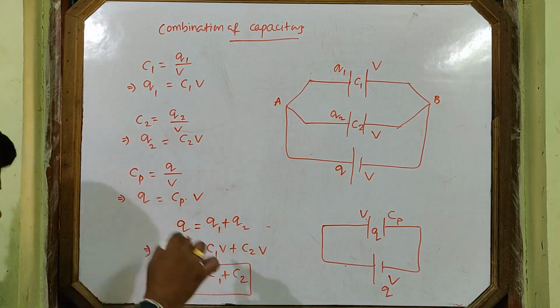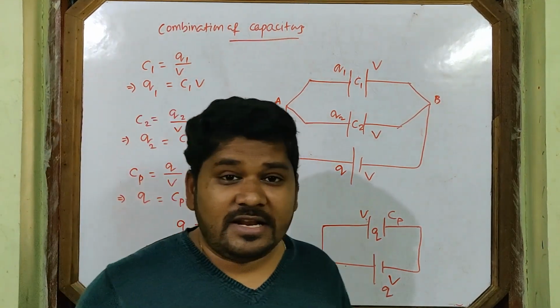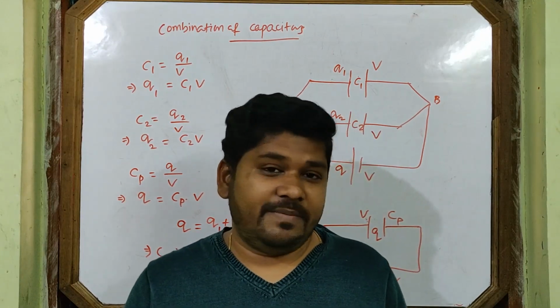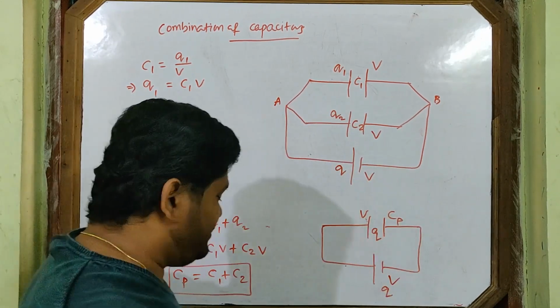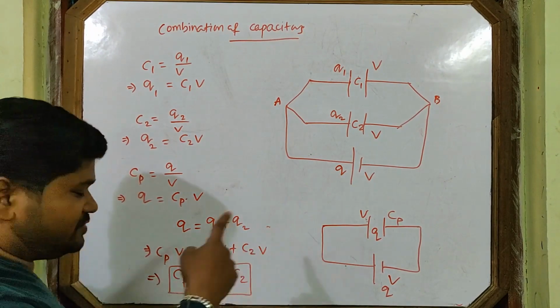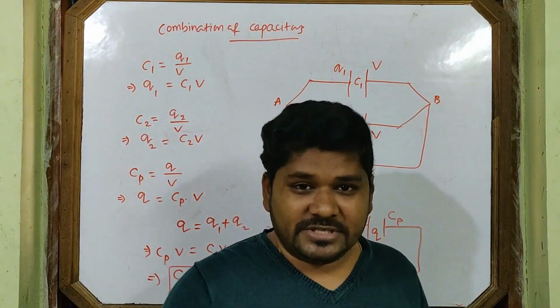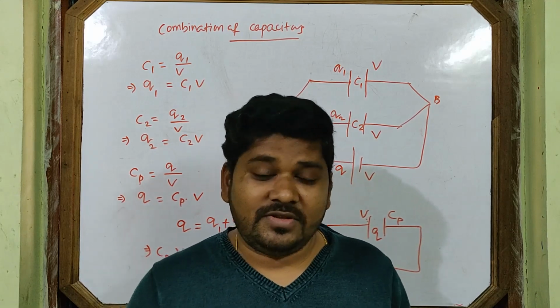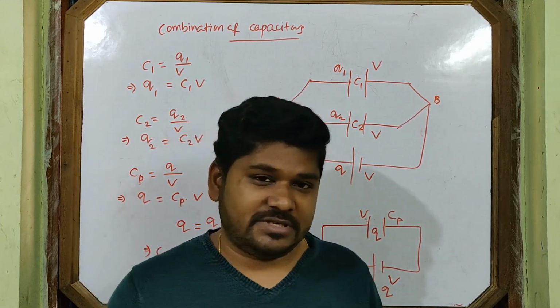This is the effective capacitance in parallel combination. If many capacitors are connected, it will continue like this: C1 plus C2 plus C3 plus C4 plus C5 plus C6. I will not tell you more. So this is about the parallel combination of capacitors.